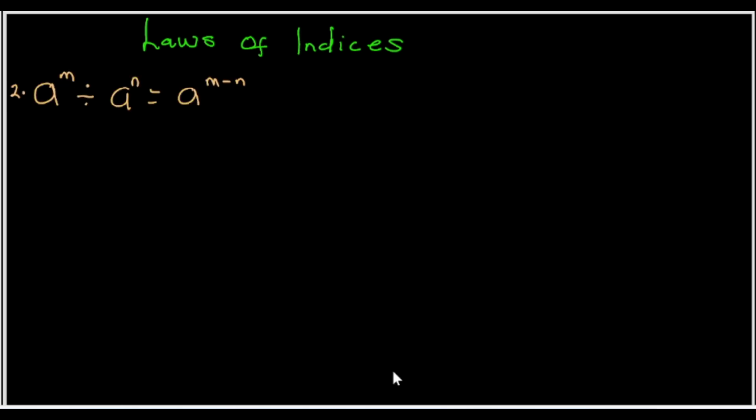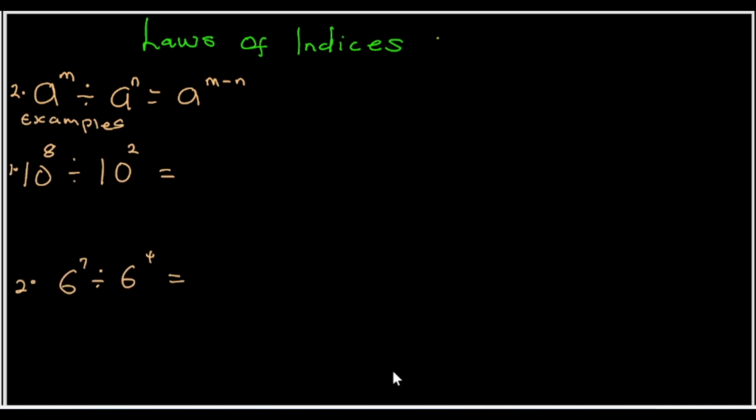So this is the second law. The second law says a to the power of m divided by a to the power of n equals a to the power of m minus n. So when it has to do with multiplication, you add the index. When it has to do with division, you subtract the index. Let's see a question. 10 to the power of 8 divided by 10 to the power of 2. So remember the law, division is subtraction.